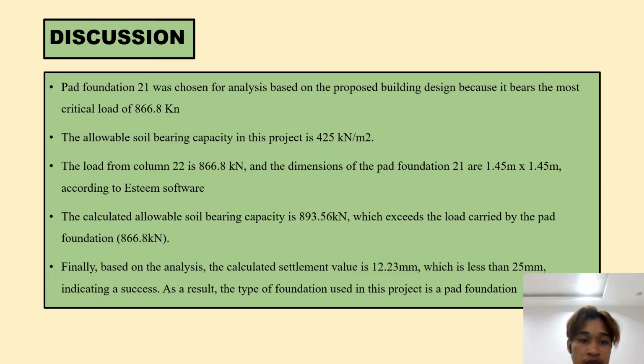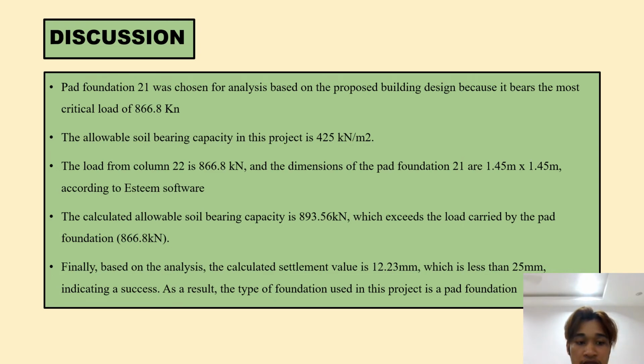Next, the allowable soil bearing capacity in this project is 425 kilonewton per meter square. The parameter is entered into ESTEEM software for analysis and generation of the load from the column and pad foundation dimensions. The load from column 22 is 866.8 kilonewton and the dimensions of pad foundation 21 are 1.45 times 1.45 according to ESTEEM software.